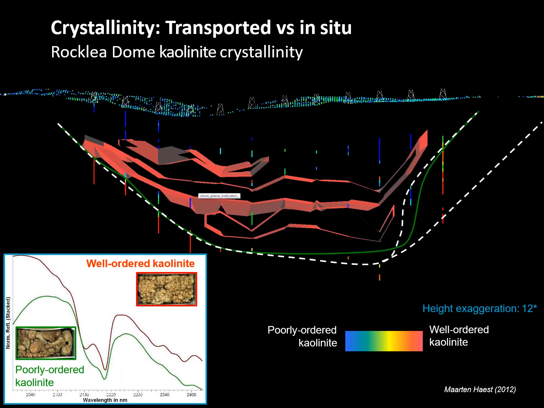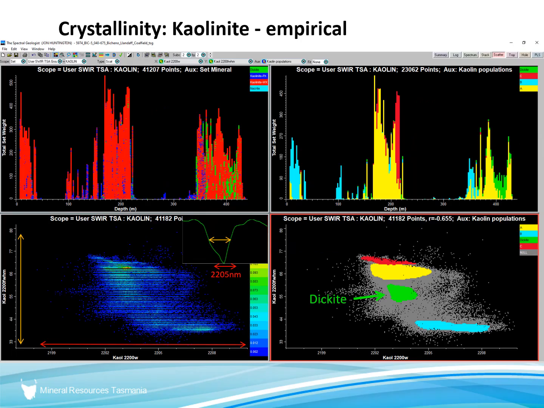Crystallinity, shortwave infrared is really good for this. We can see here we're plotting poorly ordered kaolinite in the top part of the sequence, and the red here are well-ordered kaolinite, and the well-ordered kaolinite sits below some paleo channel, okay, being picked out here. Here's an example of a similar thing.